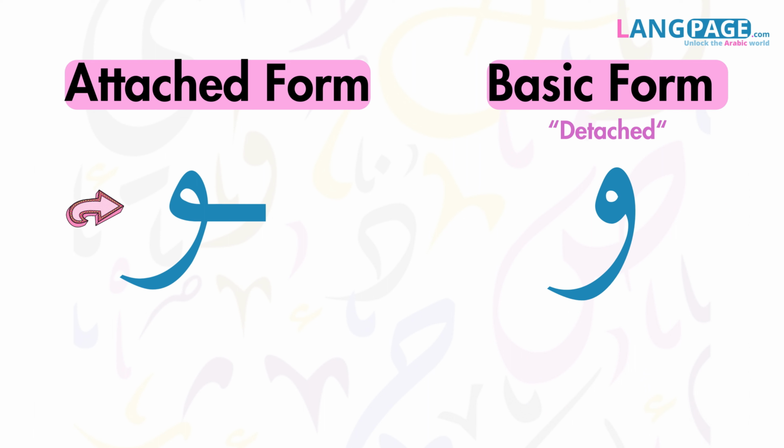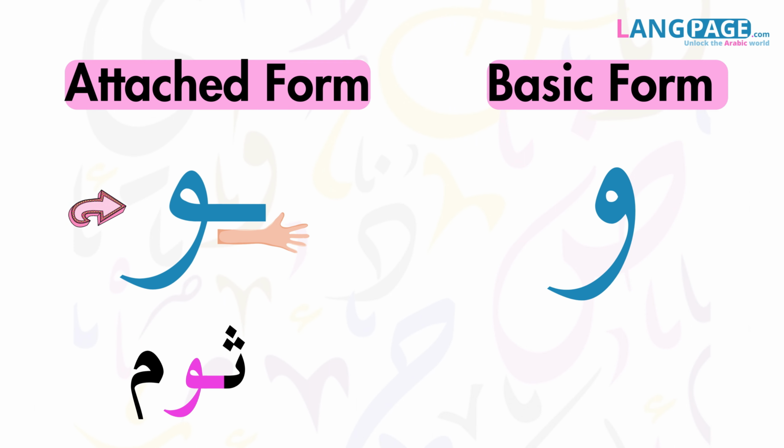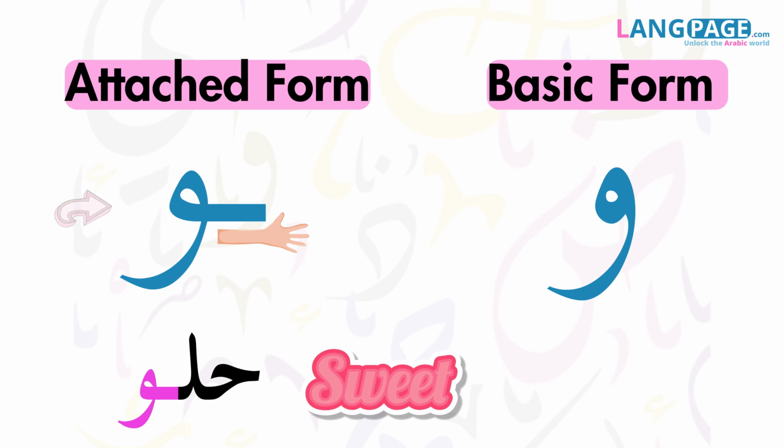And the second form is the attached form. This form has only one hand from the right in order to be attached to the previous letter. This form might come in the middle of the word, as in the word thum, which means garlic. Or it might come at the end of the word, as in the word hulu, which means sweet.